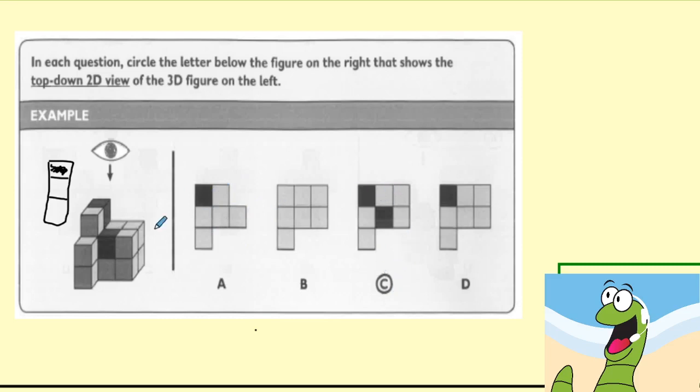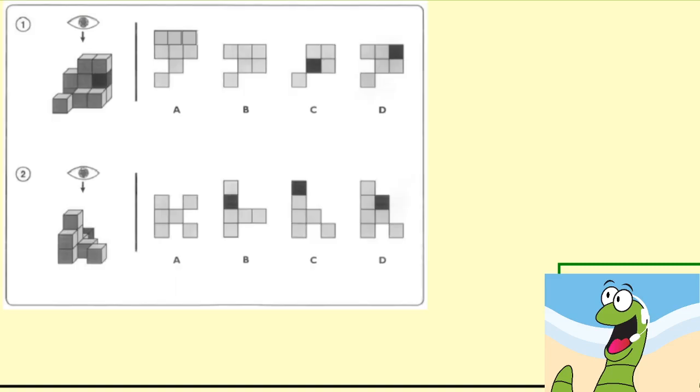And why is that the answer? Well, let's have a look. We've got that shaded and that shaded. And don't forget, even though this is lower here, when you look at it from the top, it looks on exactly the same level. Okay, so let's have a look at the question, shall we? Number 1. So the answer is B.